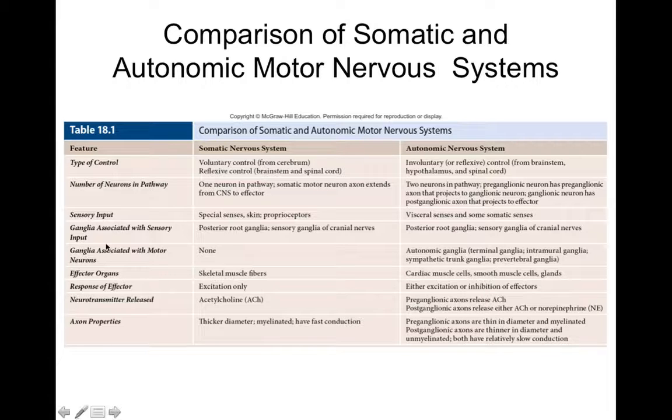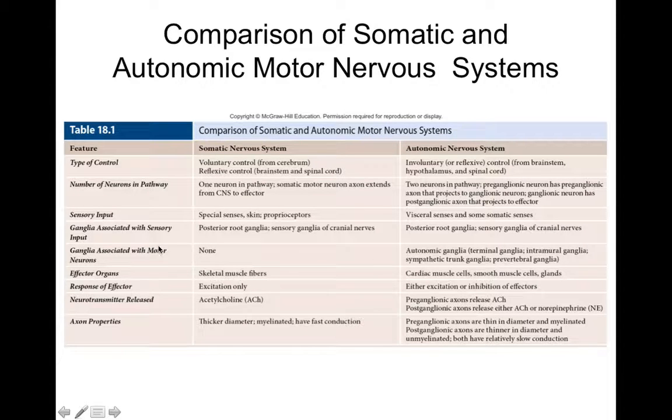Now, what about ganglia, you guys? Do you find ganglia for the somatic nervous system? Not mostly. Now, sometimes you might find a posterior root ganglia, which has sensory neurons, or sensory ganglia sometimes for cranial nerves. But for the most part, there's not a lot of ganglia with the somatic nervous system. But you do find a lot of ganglia for the autonomic nervous system. Whether they're close or far from the spinal cord, they're there.